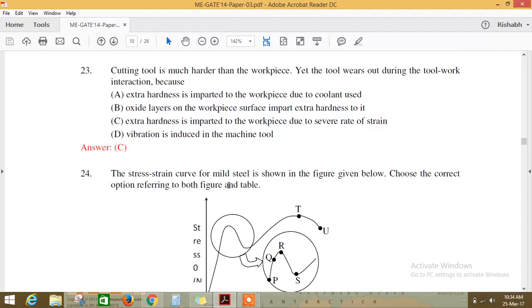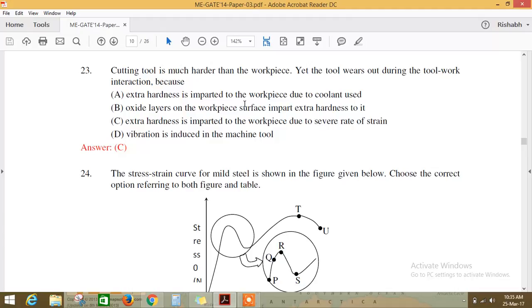Next, look at the next question. The cutting tool is much harder than the workpiece. It's a true statement, yet the tool wears out during the tool-work interaction. Why is it so? There are many reasons, but you have to find out from these 4 options which one is correct. Extra hardness is imparted to the workpiece due to the coolant used. No, that is not at all possible, because of coolant the workpiece doesn't become hard.